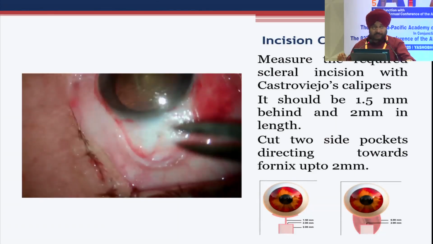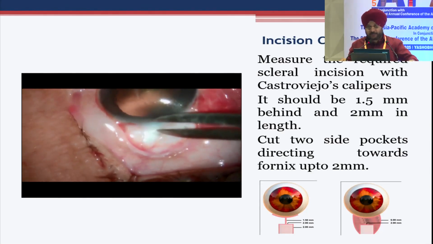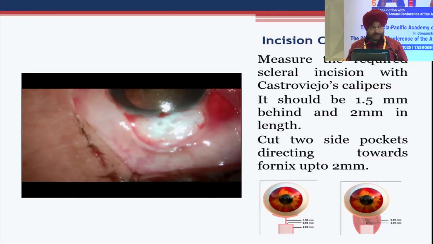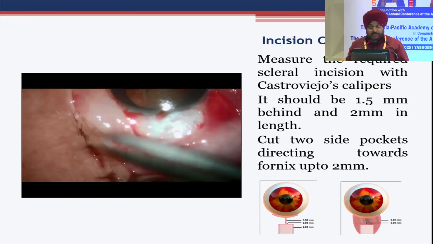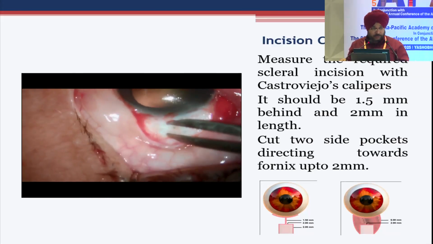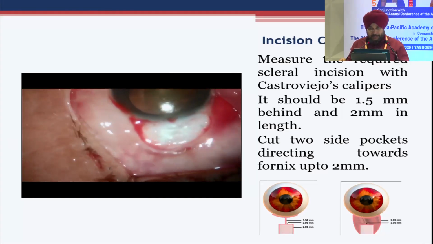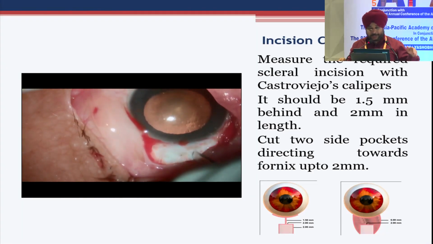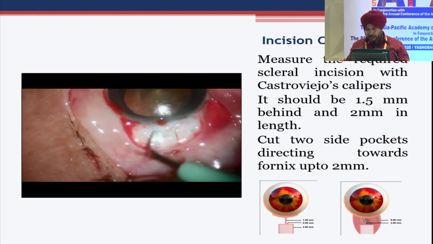So incision construction is very much important. I am showing one of my initial videos. I am practicing a 2 mm incision, which is approximately 1.5 to 2 mm behind the limbus. The initial incision is 2 mm, and after that I give a back cut of exactly 2 mm towards the fornix. So practically the size is 2 mm only.